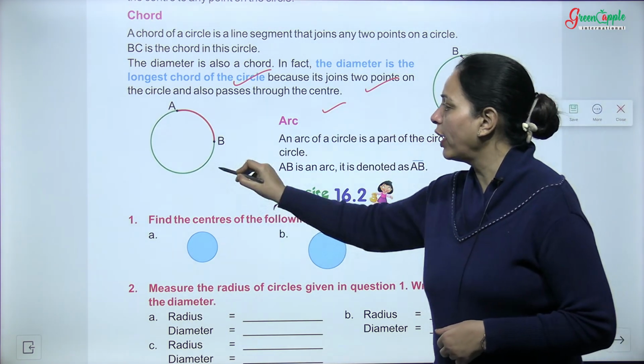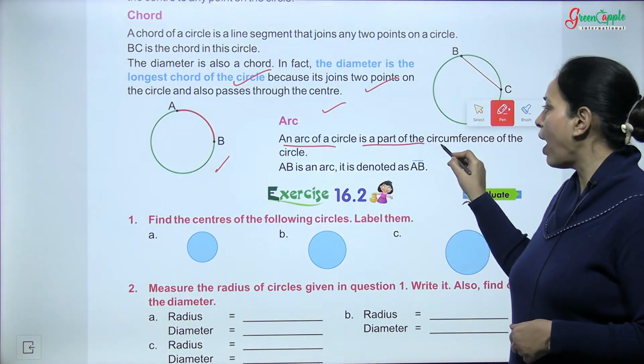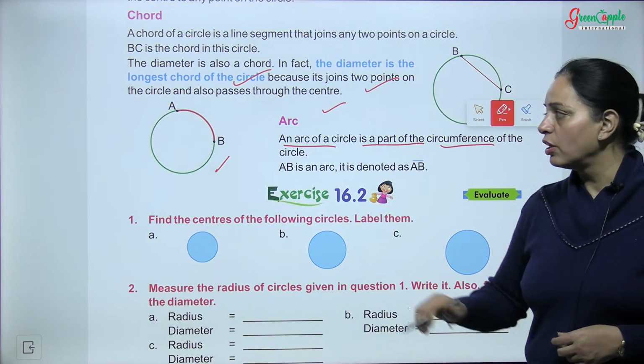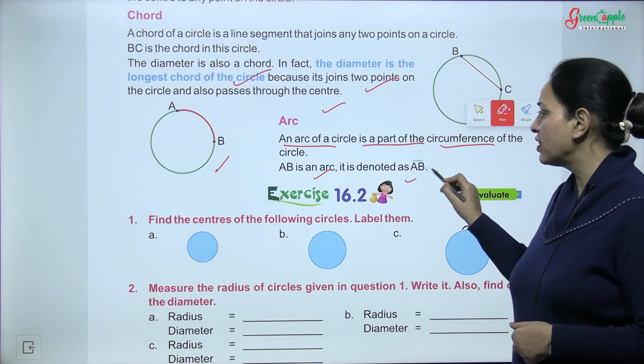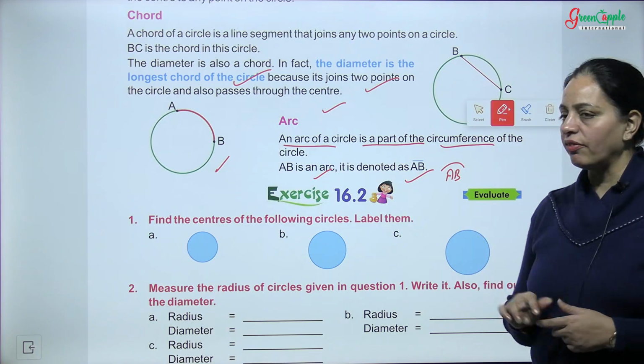Now we are talking about an arc. This is the arc. An arc of a circle is a part of the circumference of the circle. So here AB is an arc. It is denoted like this, AB, with a curve on top, right?